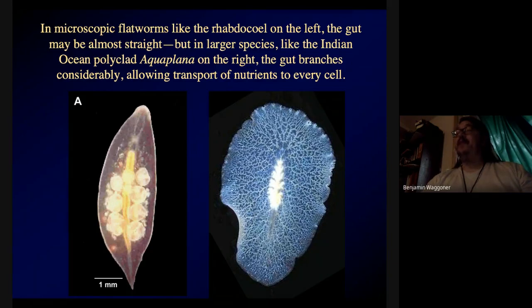And then most of the cells can take up oxygen directly from the environment because the worm is so flat. Lots of surface area for gas exchange here.